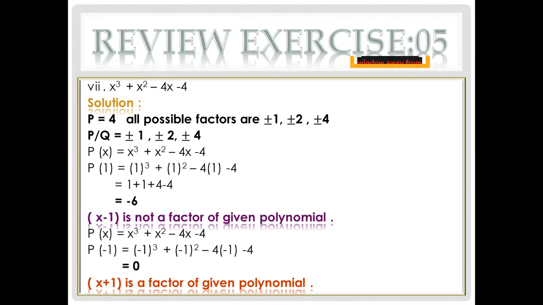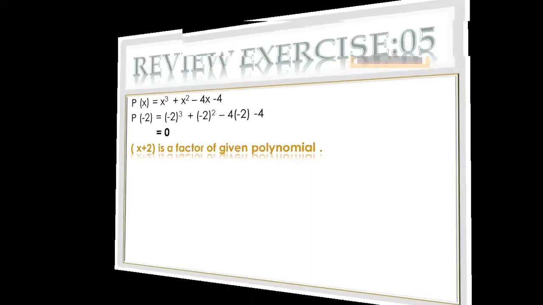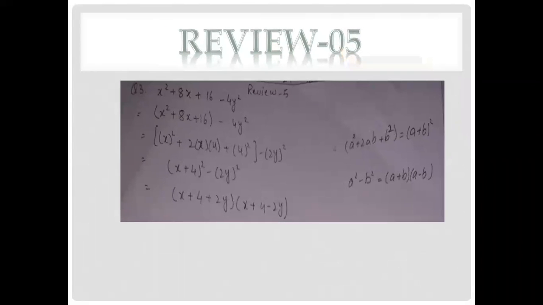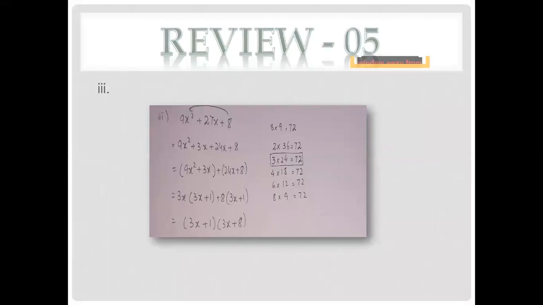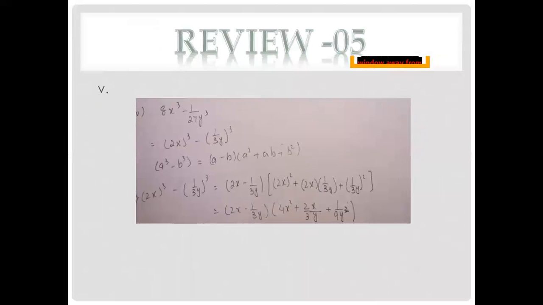After putting minus 1, the remainder becomes 0. So x plus 1 is a factor of the given polynomial. Now we check for the other factors, which factors satisfy the given polynomial. After putting minus 2, we see that the remainder is 0. So x plus 2 is a factor of the given polynomial. And the remaining parts of question 3 I have done for you. Again, different formulas and different methods are here. After doing the questions, you will tally your answers with the solutions which I have already mentioned here.